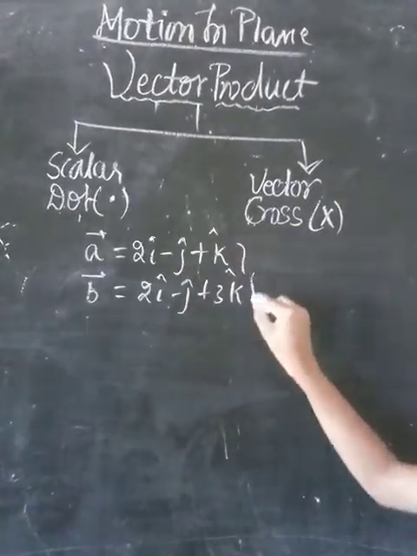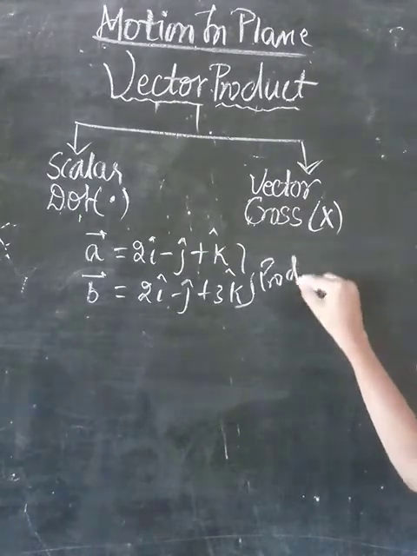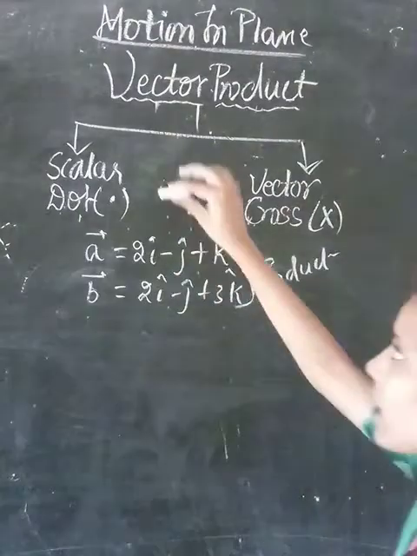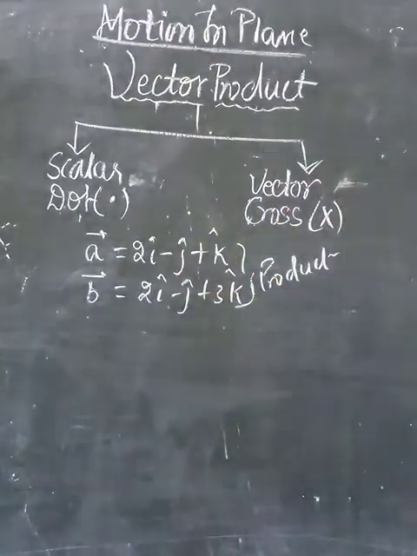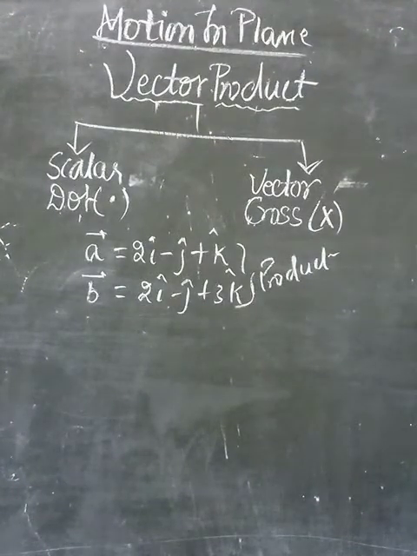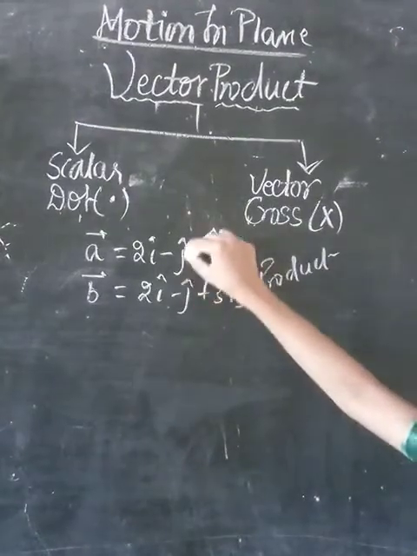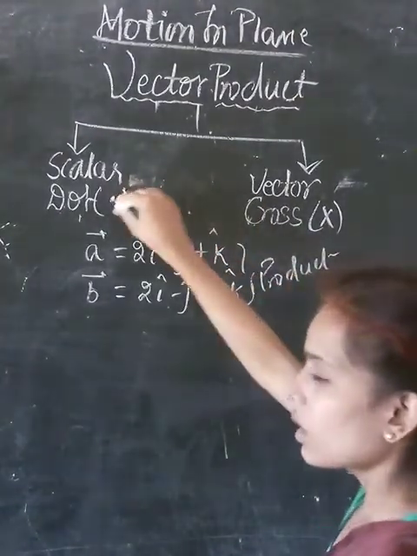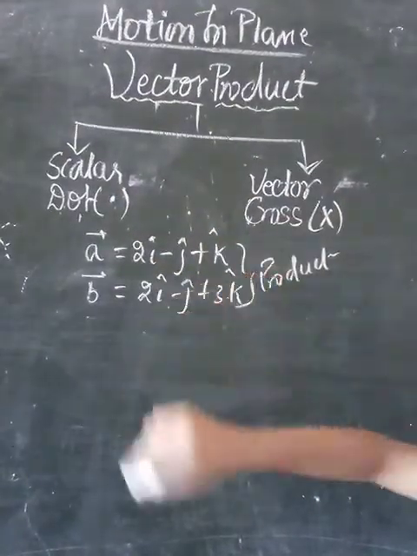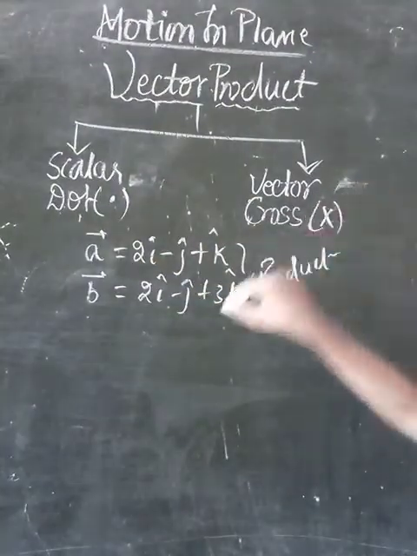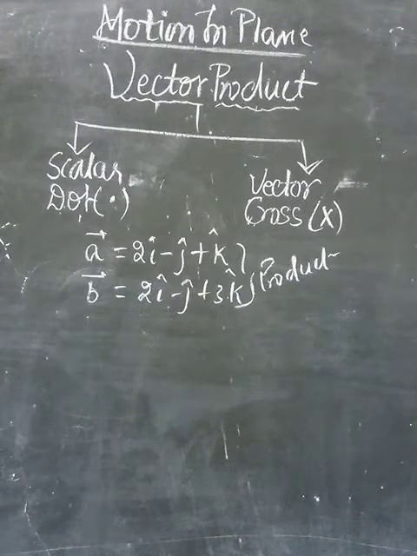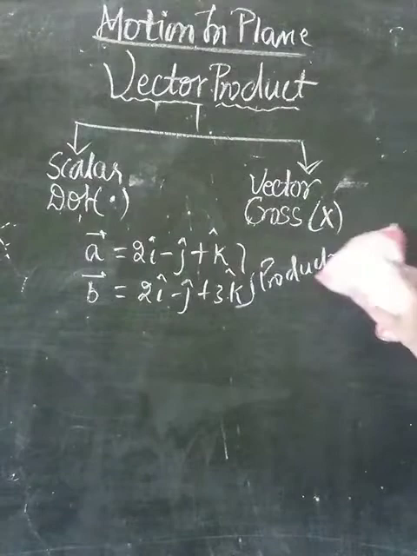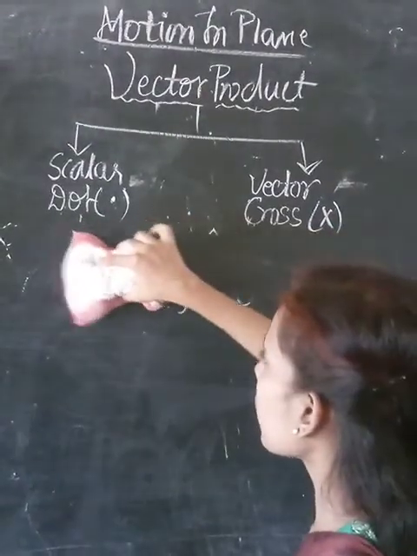So we have to find the product of these two vectors, and for this we have two types of product. The first one is the scalar product and the second one is the vector product. When we multiply these two vectors and get a scalar quantity, it is given by the dot product. If we multiply them and the answer comes as a vector quantity, then it is a cross product. So how will we show the cross and dot product, and how will we solve it? For this we will see some formulas.